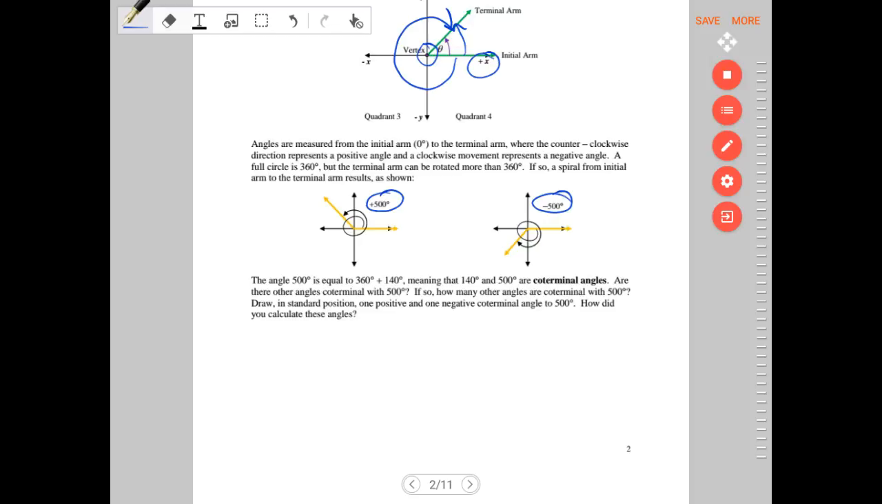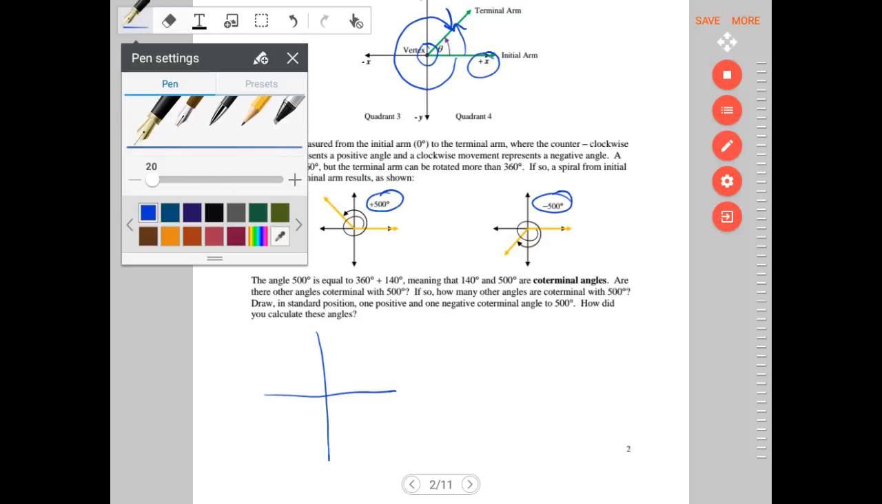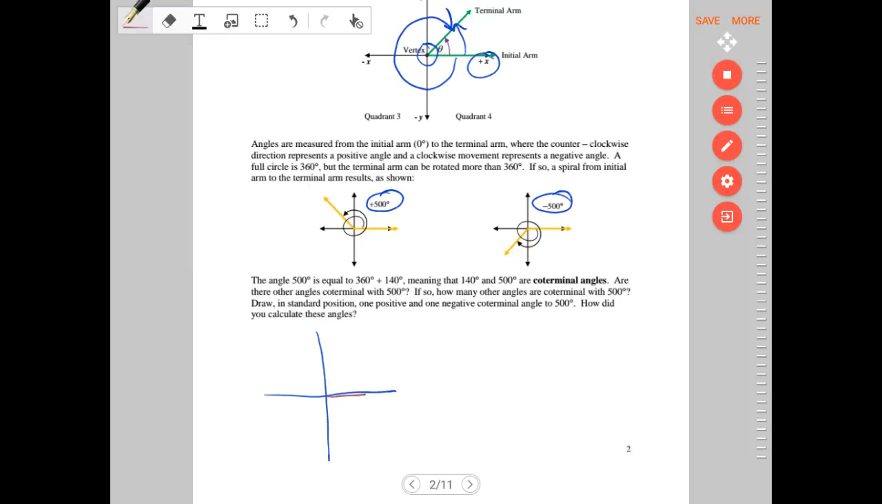Of course there are. There are infinite numbers because we can go around the circle both clockwise and counterclockwise an infinite number of times. So we're going to draw a couple of angles in standard position, one positive and one negative, coterminal to 500. Okay, so let's draw in our crosshairs, and then I'm going to change the pen color. So there is my initial arm, and my terminal arm will go over here in quadrant 2. And if I go from here to here, I know that's 140 degrees, and that's positive because it's counterclockwise.